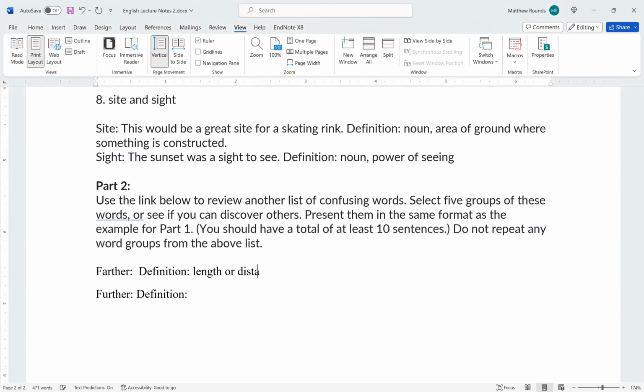What this doesn't give us is the part of speech, so you're going to have to look that up on your own. Okay. So for farther, it's an adverb. Okay. Now look, they give you a sentence with the word farther in it. Could you write your own sentence?